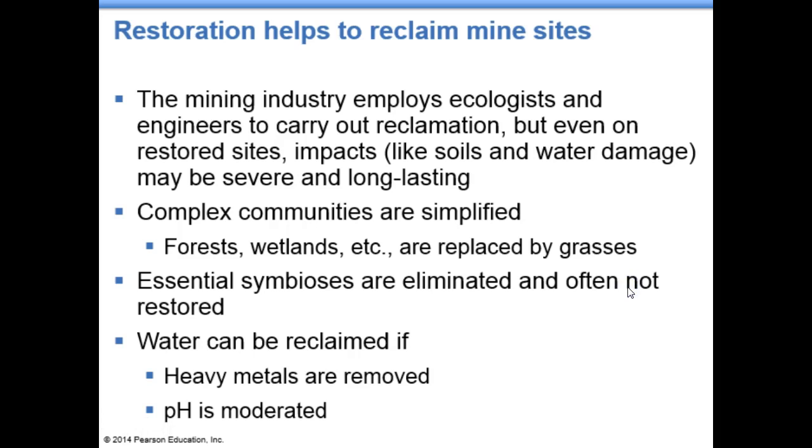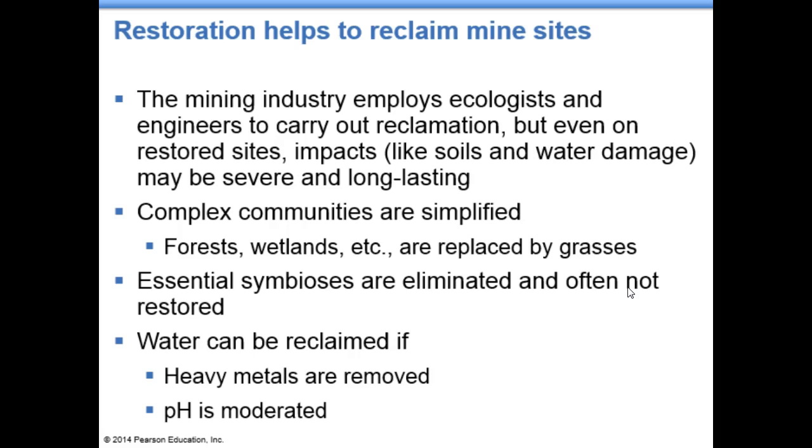There are still some problems with this, because even on sites like you just saw, the impacts of mining can be severe and long-term. You're going to have soil and water damage and acid drainage, and the reclaimed sites do not generally regain the same biotic communities that were naturally present before the mining.